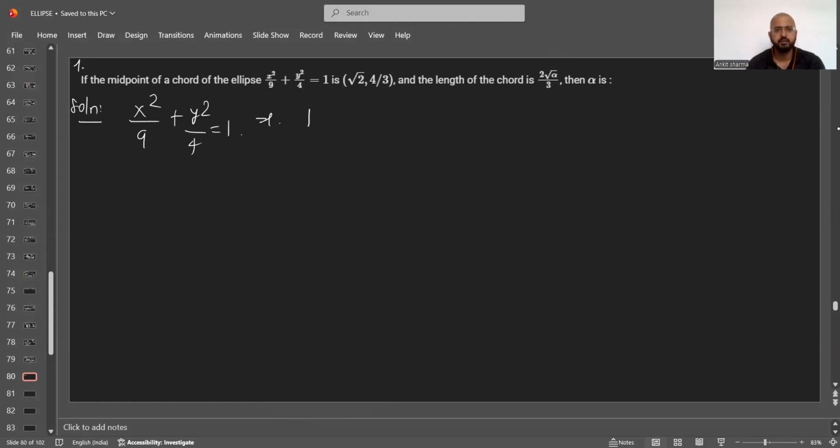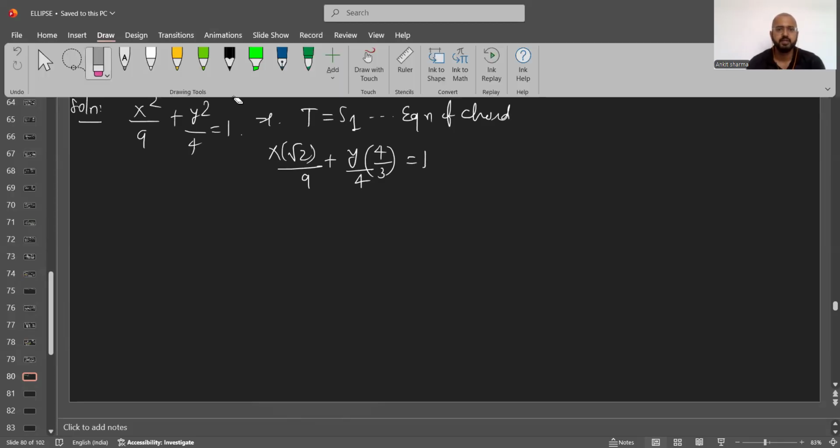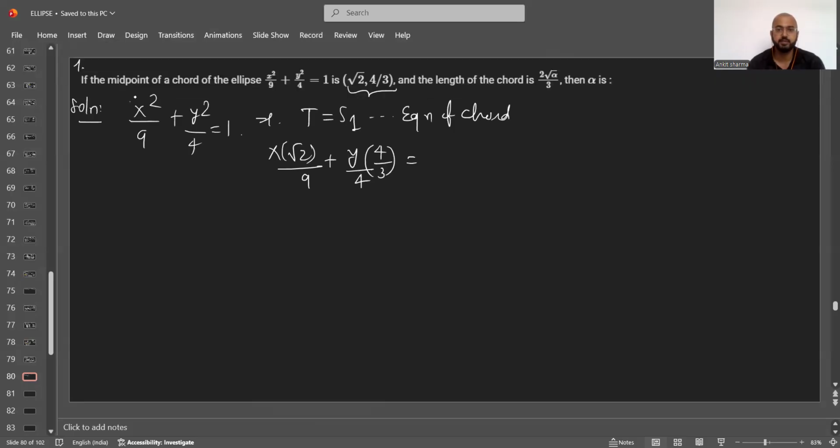So for this, we can simply write down T is equal to S1. This is the equation of the chord, or you could say the locus of midpoints of chords. T is equal to S1 means I'll be just writing my tangent with respect to this point. So I'll be having x x1 by a square plus y y1 by b square is equal to the S1 value, with the minus 1 moved across. Now this point I have to plug in here. So I get root 2 square by 9 plus 4 by 3 square by 4. So this is the equation of the chord.